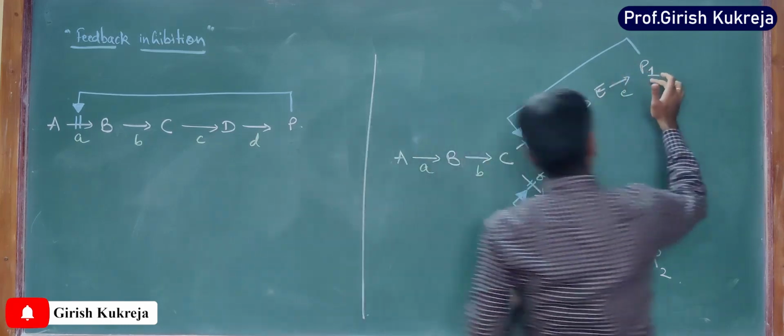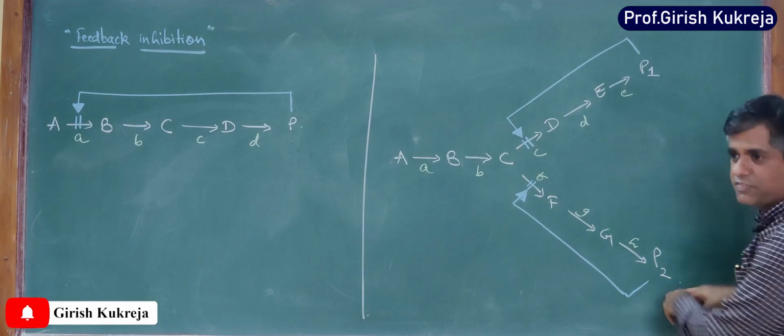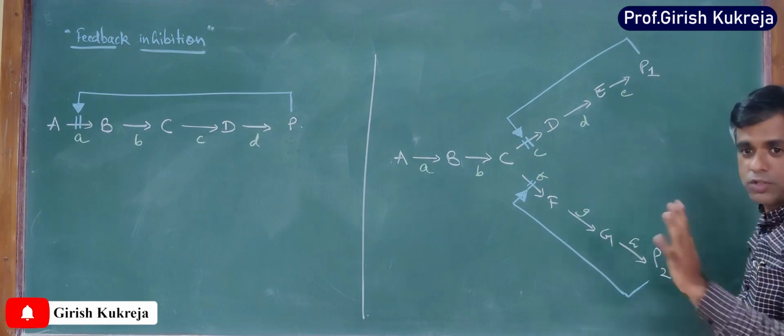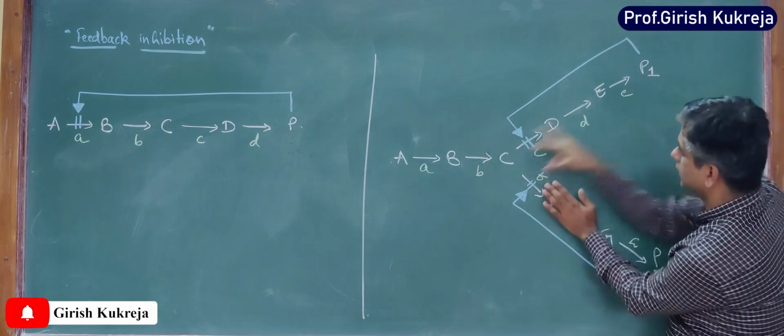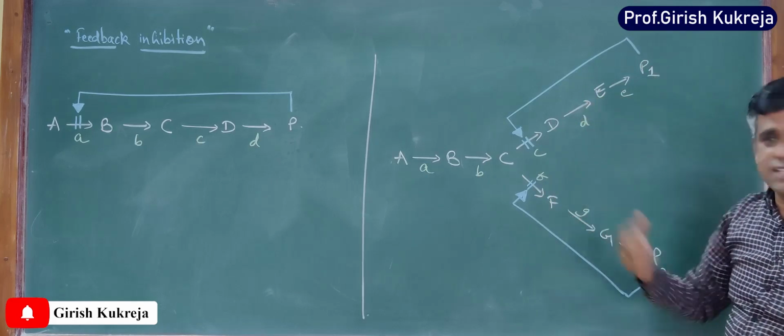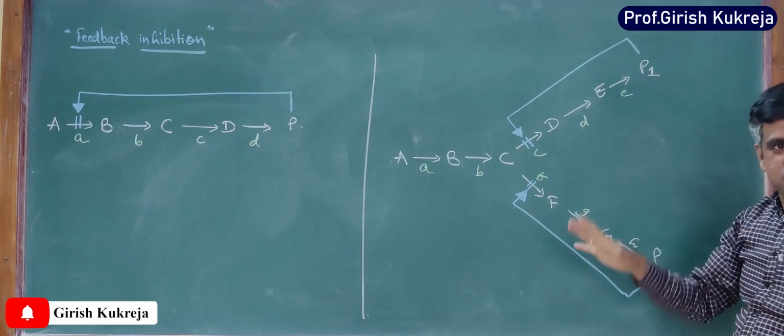So excess of P1 is not affecting P2, neither is excess of P2 affecting the synthesis of P1. They are bothered with their own synthesis. P2 excess, stop its synthesis, divert. P1 excess, stop its synthesis, divert. This much is fine.